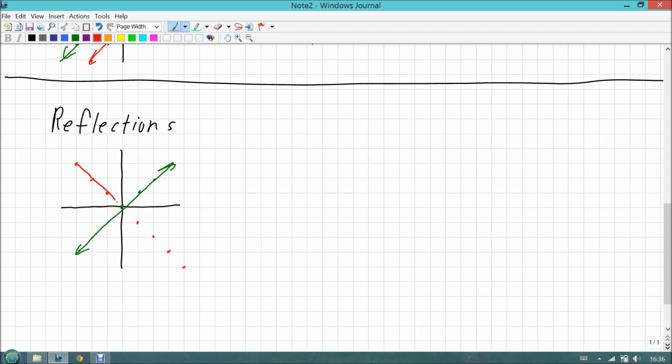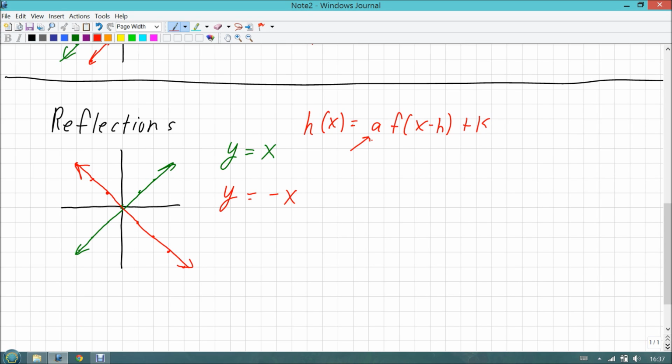Now if we look at this one, this is clearly y is equal to negative x if we were looking at our equations. So green is y is equal to x. Red, which is our reflected one, is really y is equal to negative x. So for our general equation, h of x is equal to a times f of x minus h plus k, the a portion, the multiplier, is what controls our reflections.